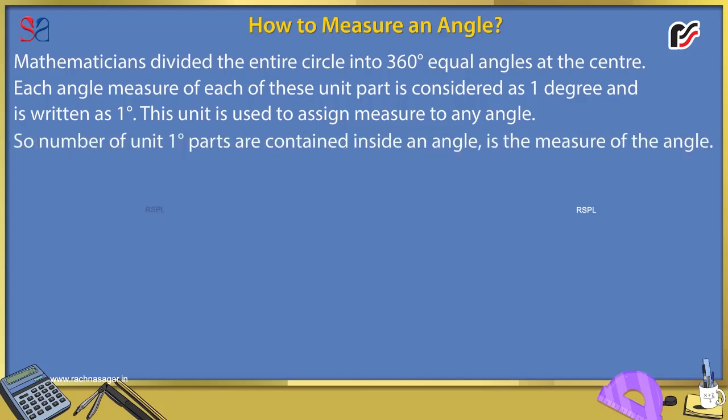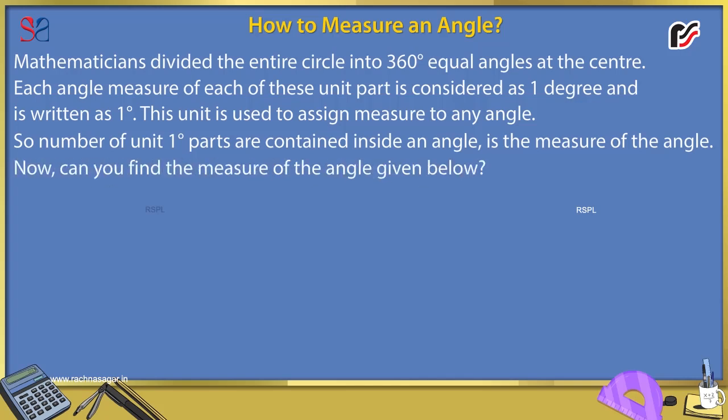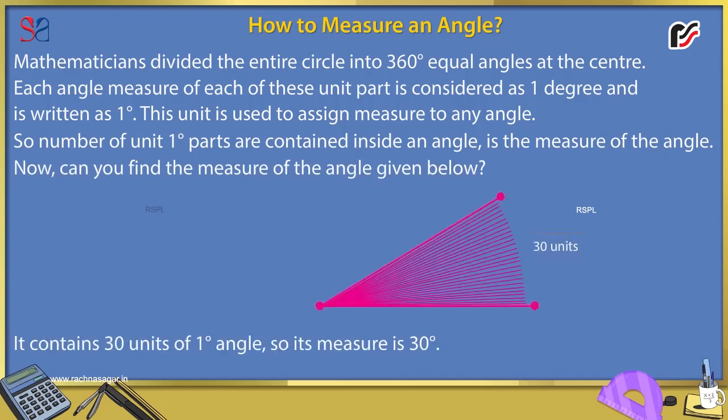So the number of unit 1 degree parts contained inside an angle is the measure of the angle. Now, can you find the measure of the angle given below? It contains 30 units of 1 degree angle, so its measure is 30 degrees.